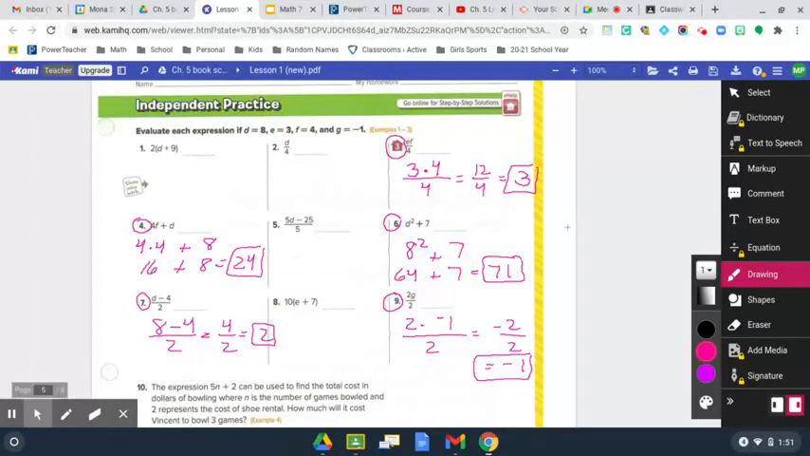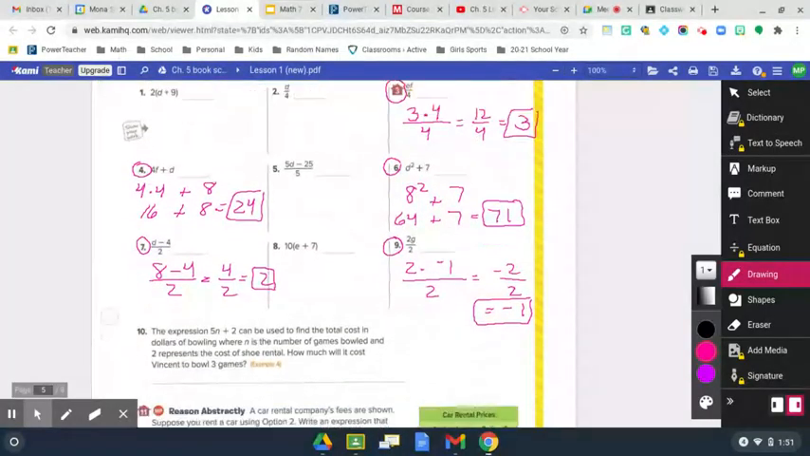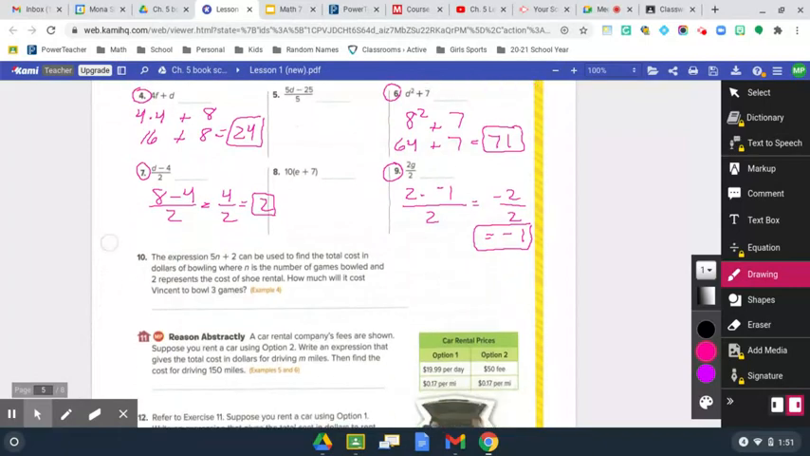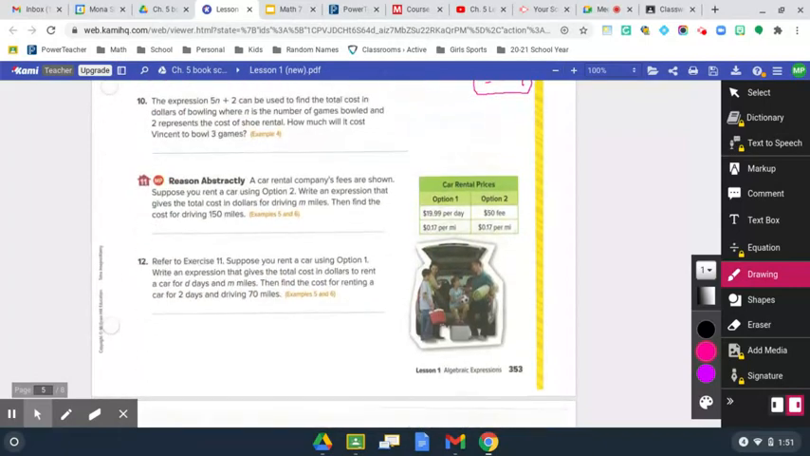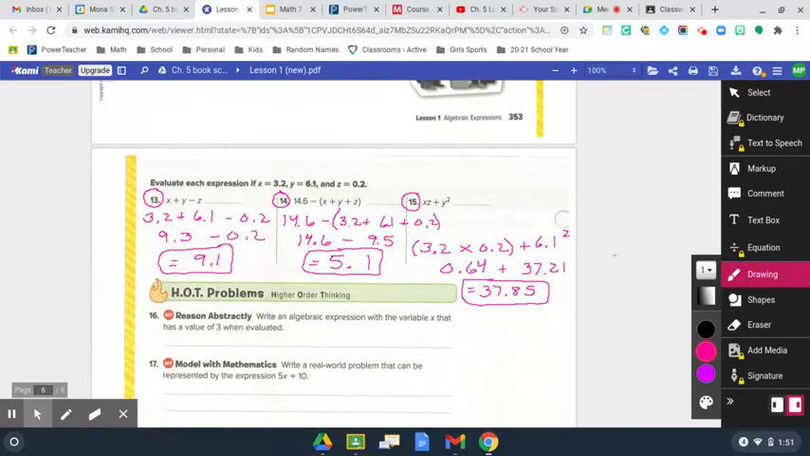Okay, here are your answers. I'm just going to scroll very slowly. You can pause the video if you need to. There's the top independent practice ones. And there's, I said, the challenge problems on the next page.